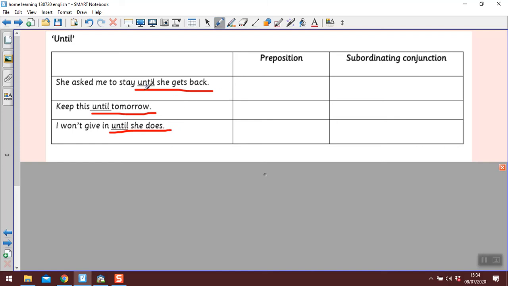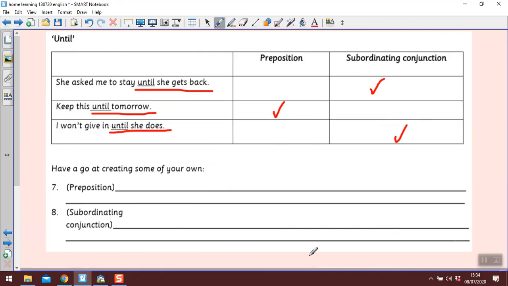Okay, let's see if you're right. Until she gets back. Does that contain a verb? Gets is a verb, so it's a subordinating conjunction. Does tomorrow contain a verb? No, it's a preposition. Until she does. Does is a verb, because it's saying, I won't give in until she gives in. So it's talking about giving in. So therefore, it's a subordinating conjunction.